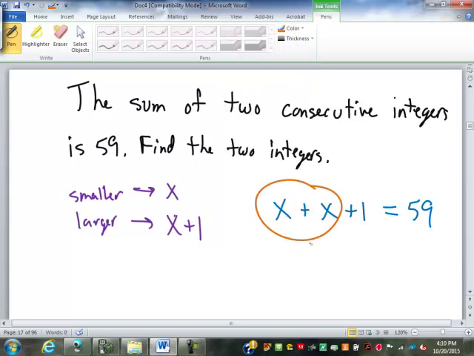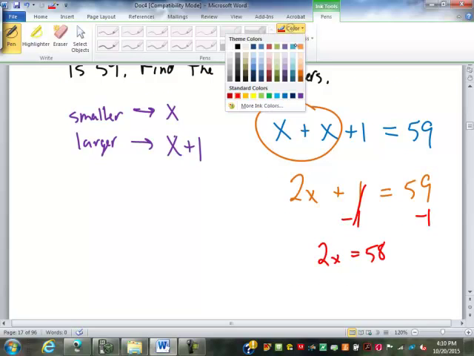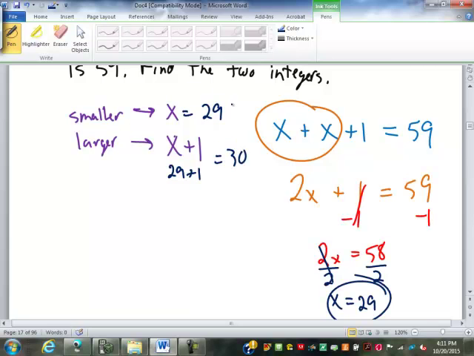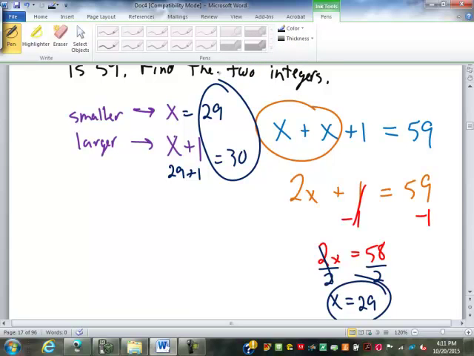So I'm going to combine x and x, make 2x plus 1 equals 59. And from there, we're going to subtract 1. 2x equals 58. And then divide by 2, x equals 29. All done? No. Yeah, this is 29. But then we have to have the 29 plus 1, which is 30. The integers are 29 and 30. Good. Any questions on that?